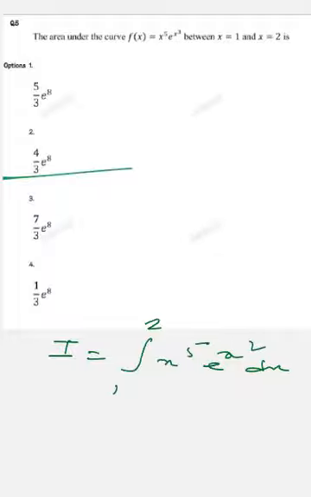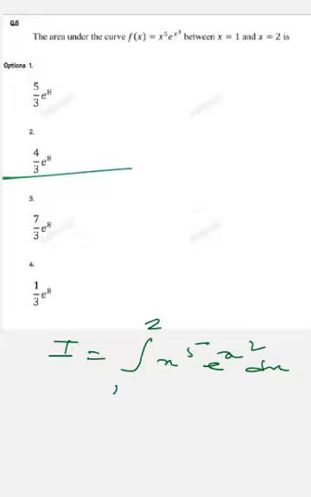Okay, and the four options are given. Option A is 5/3 e^8. Option B is 4/3 e^8. Option C is 7/3 e^8, and option D is 1/3 e^8. Now let us solve this carefully and intelligently.